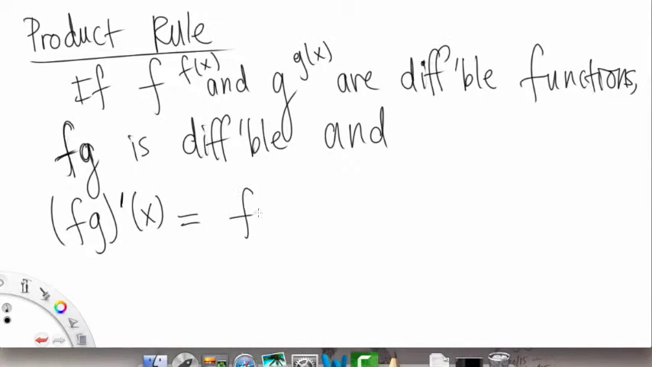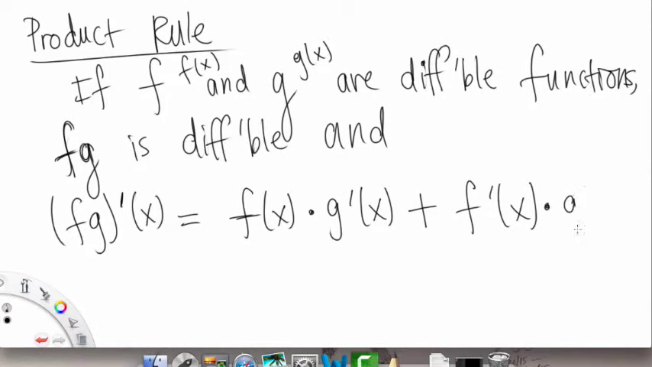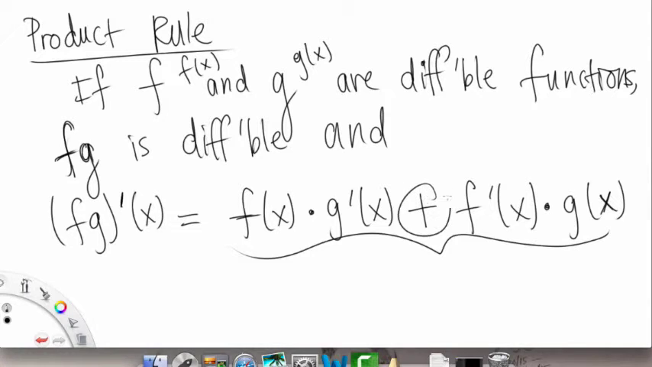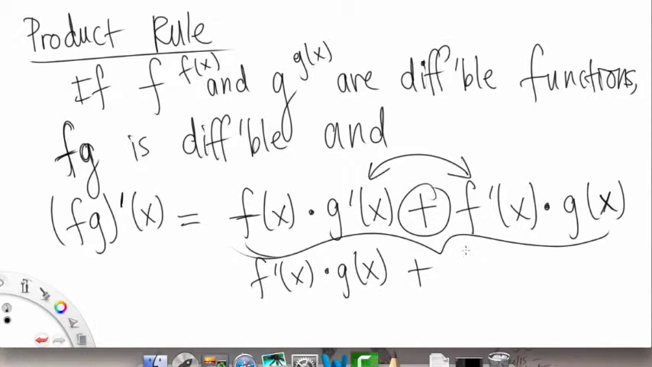We're going to have the first, so that'd be f, just the normal function, times the derivative of the second, so g prime of x, plus the derivative of the first times the original function of the second. Because there's an addition sign here and it's not subtraction, you can always switch the order of these two terms. So you could write f prime of x times g of x plus f of x times g prime of x. That's just the same, right? Because there's that addition sign there.